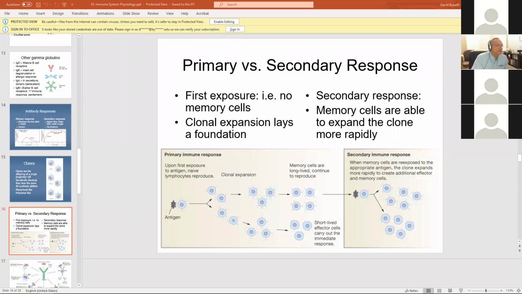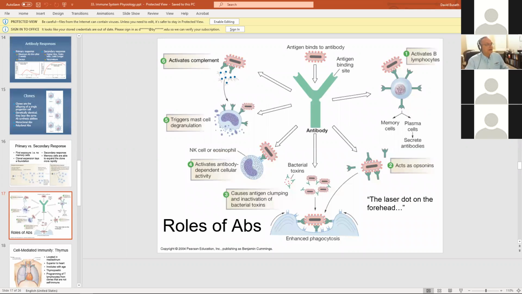Name 6 roles of antibodies in fighting infections. Now, I wouldn't ask you that question on a test. Who's going to memorize 6 roles of antibodies? But Sarah, you did a great job of at least reading the slide. They activate B lymphocytes. They can act as opsonins. They can cause antigen clumping and inactivation of bacterial toxins.